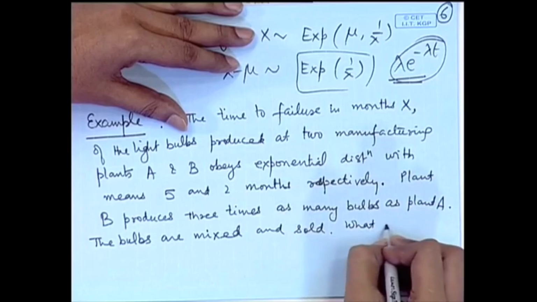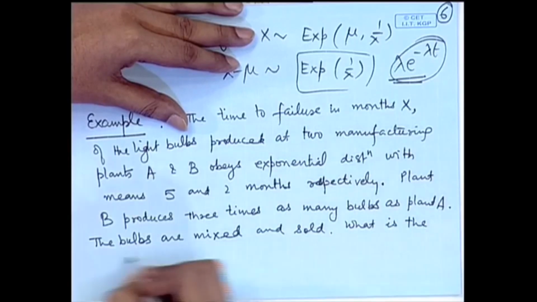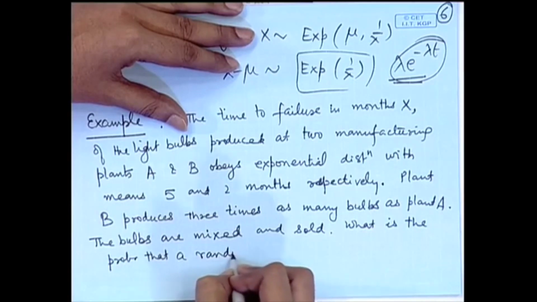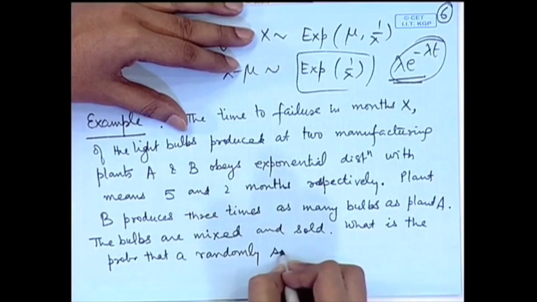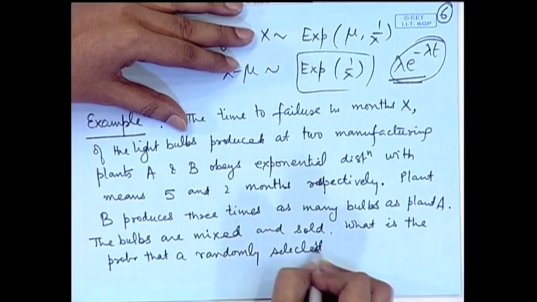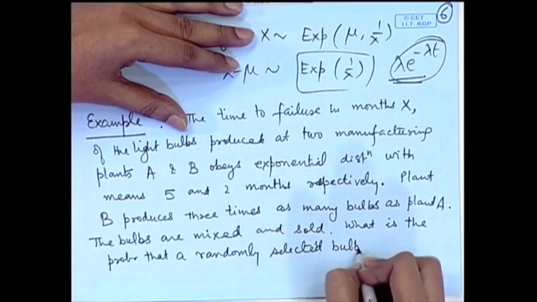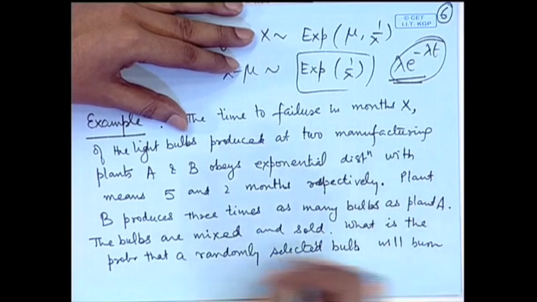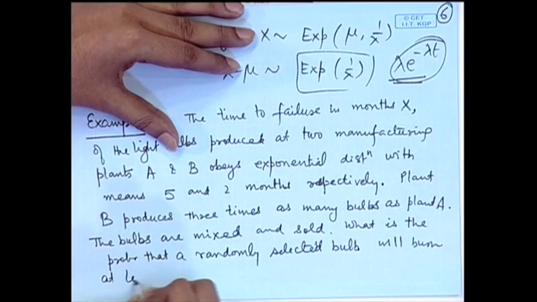What is the probability that a randomly selected bulb will burn at least 5 months?